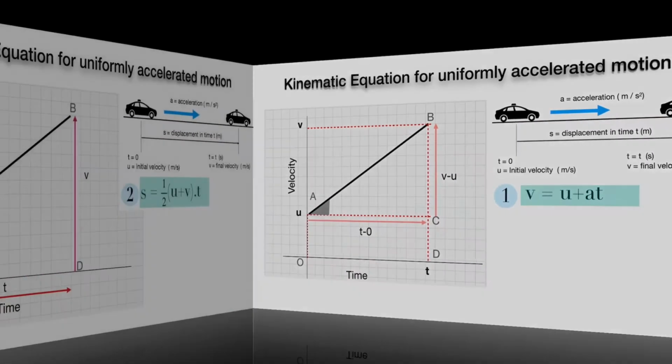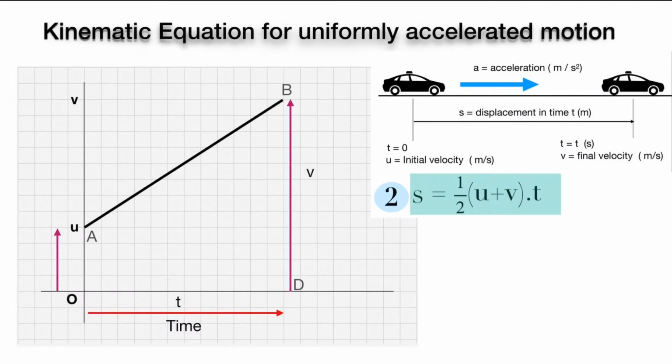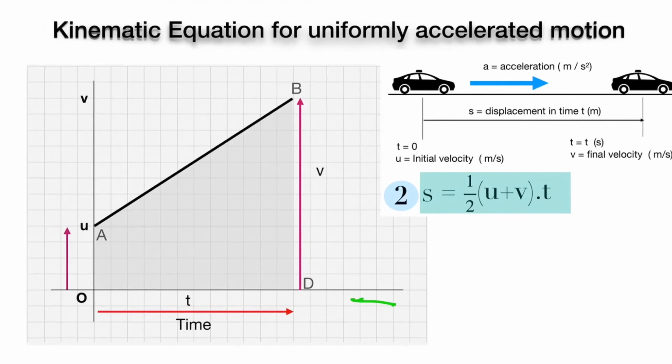Now let's check out the second equation. The second equation is related to displacement. How can we find the displacement from a velocity time graph? The area under the curve and enclosed by the time axis gives you the displacement during that motion. There are different methods to find the area under this curve, and these different methods lead to the derivation of different equations of motion. Let's see how we can do it.